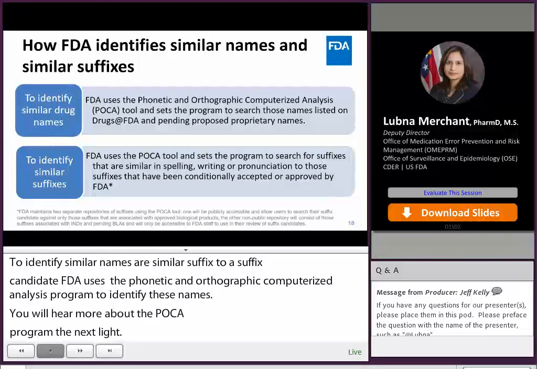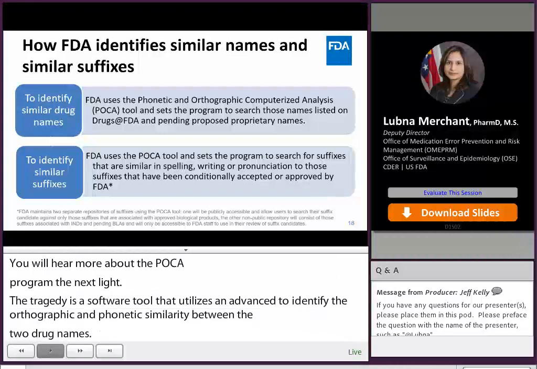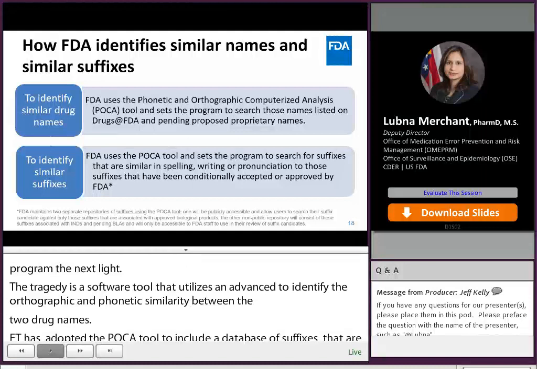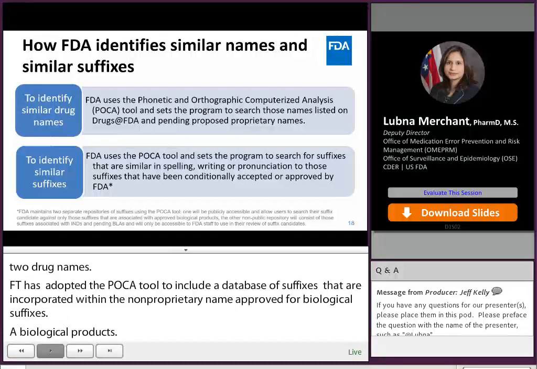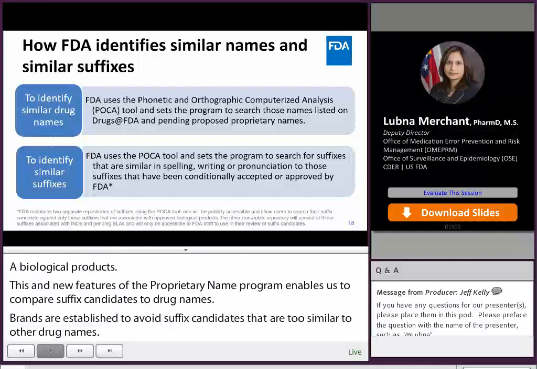FDA has adapted the POCA tool to include a database of suffixes that are incorporated within the non-proprietary name of approved biological products. This new feature of the POCA program enables us to compare a suffix candidate to drug names, brand or established, to avoid suffix candidates that are too similar to other drug names. And it also helps us conduct targeted comparison of suffix candidates to other suffix components of biological non-proprietary names.